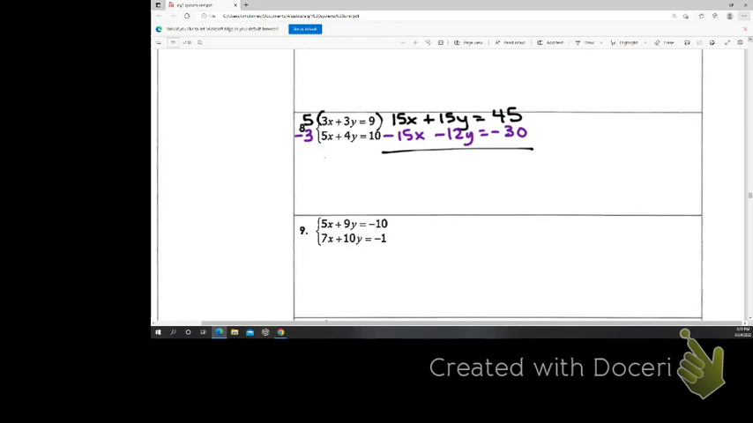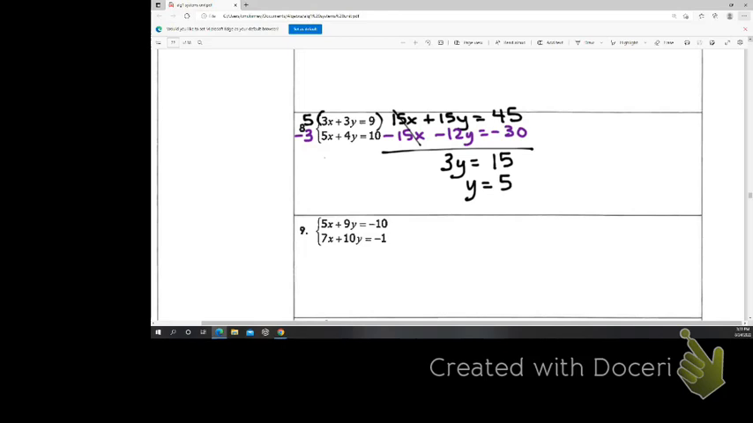So here we go, 15 and negative 15, 0, x, you are eliminated. 15y and negative 15y, 3y. 45 and negative 30, 15. Then we can divide by 3 to find that y is 5.